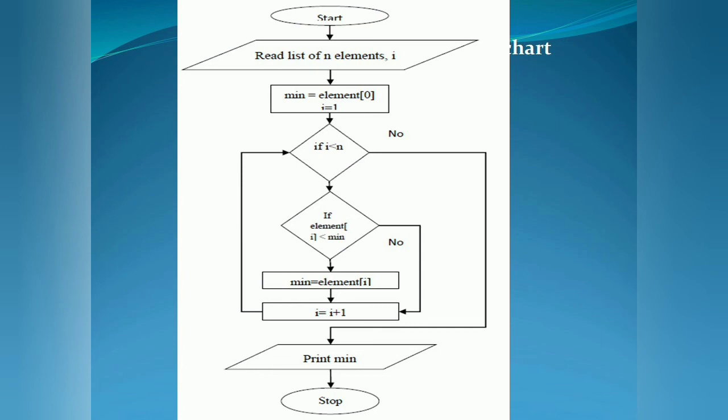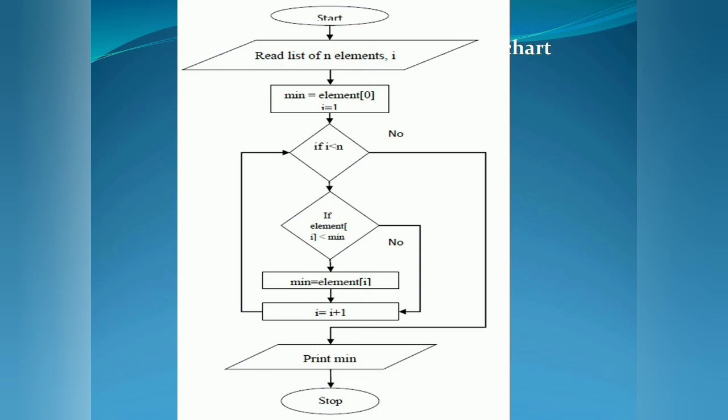This is the flowchart of finding the minimum in a list. Here the oval shape symbol is used for the start and stop process. Next, the parallelogram shape is used for reading the list of n elements and printing the minimum value. Next, the rectangle shape is used for setting the first element as the minimum and for the increment of i. Next, the diamond shape is used for checking the conditions.